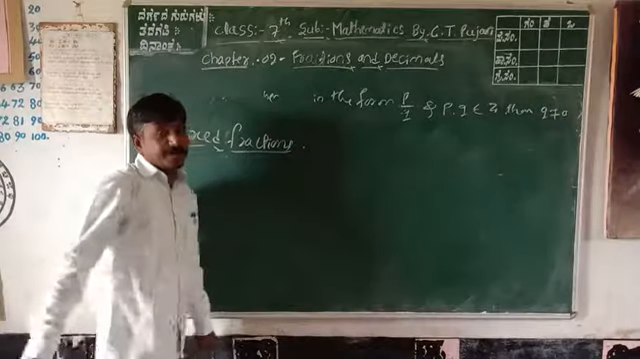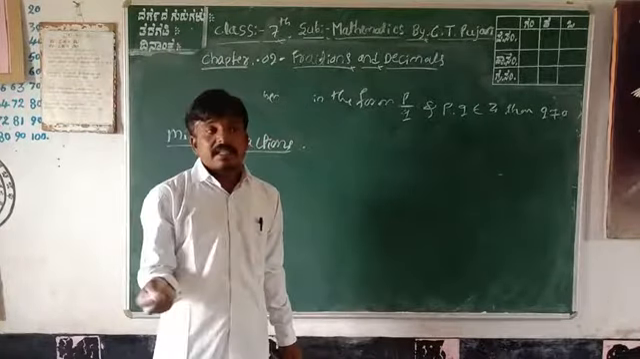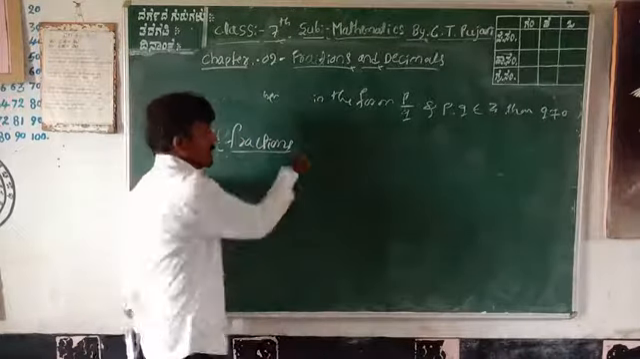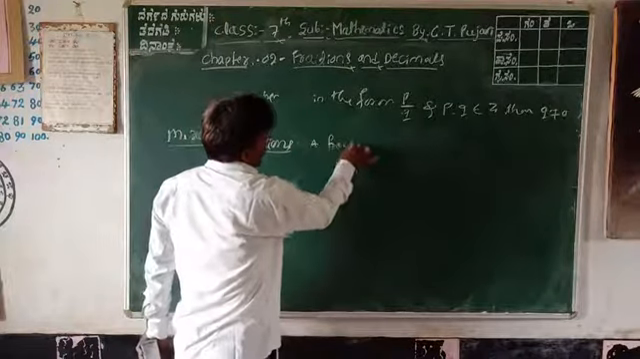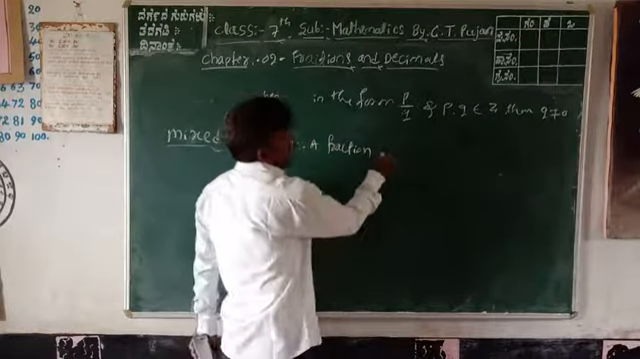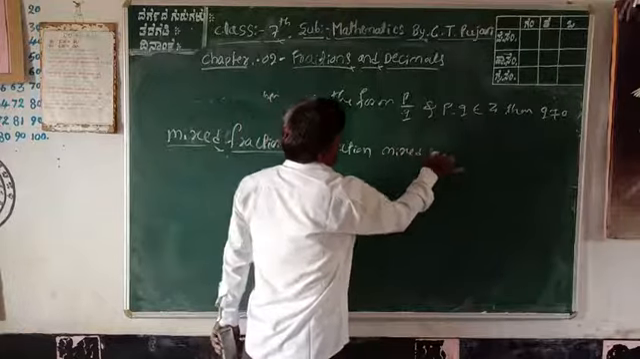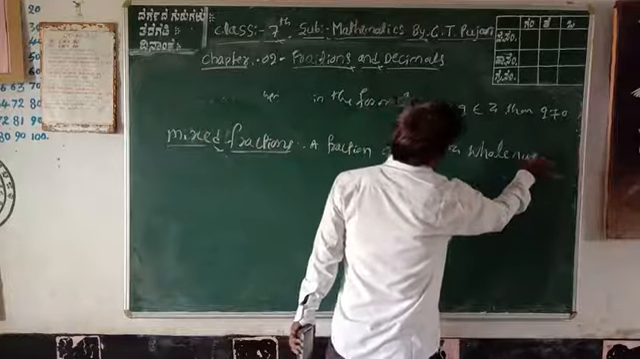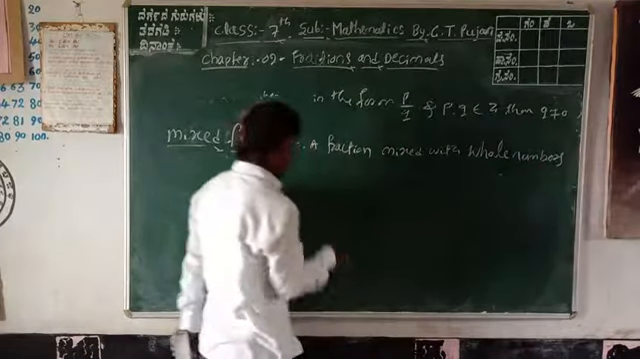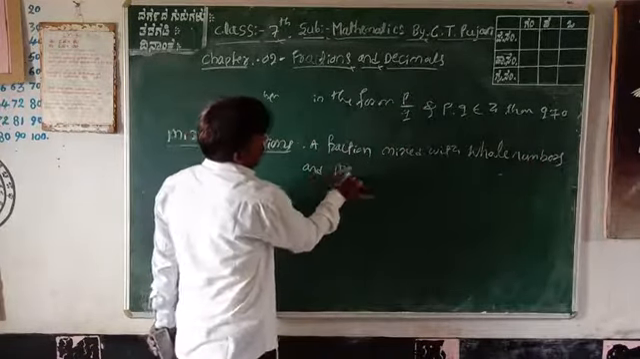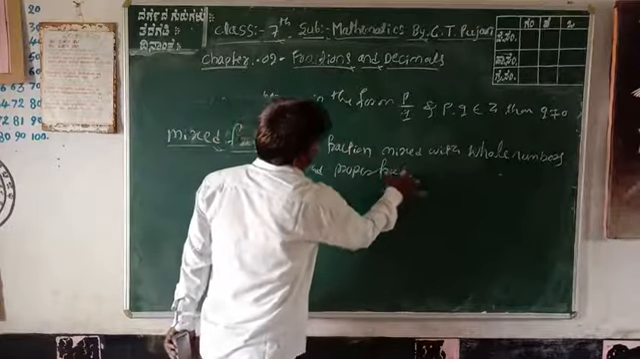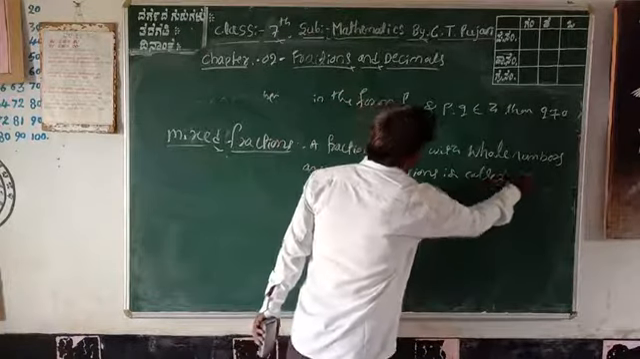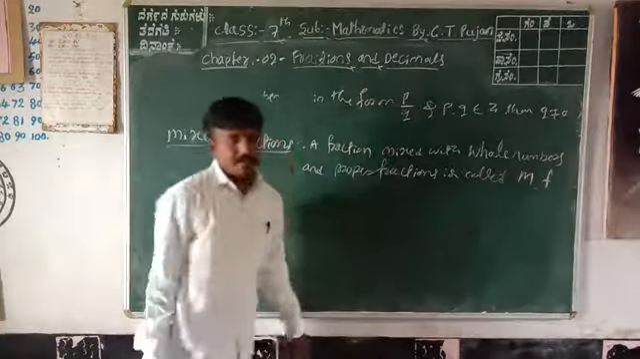The definition of mixed fractions: a fraction made of a whole number mixed with a proper fraction is called a mixed fraction. A fraction mixed with whole numbers and proper fractions is called mixed fractions.